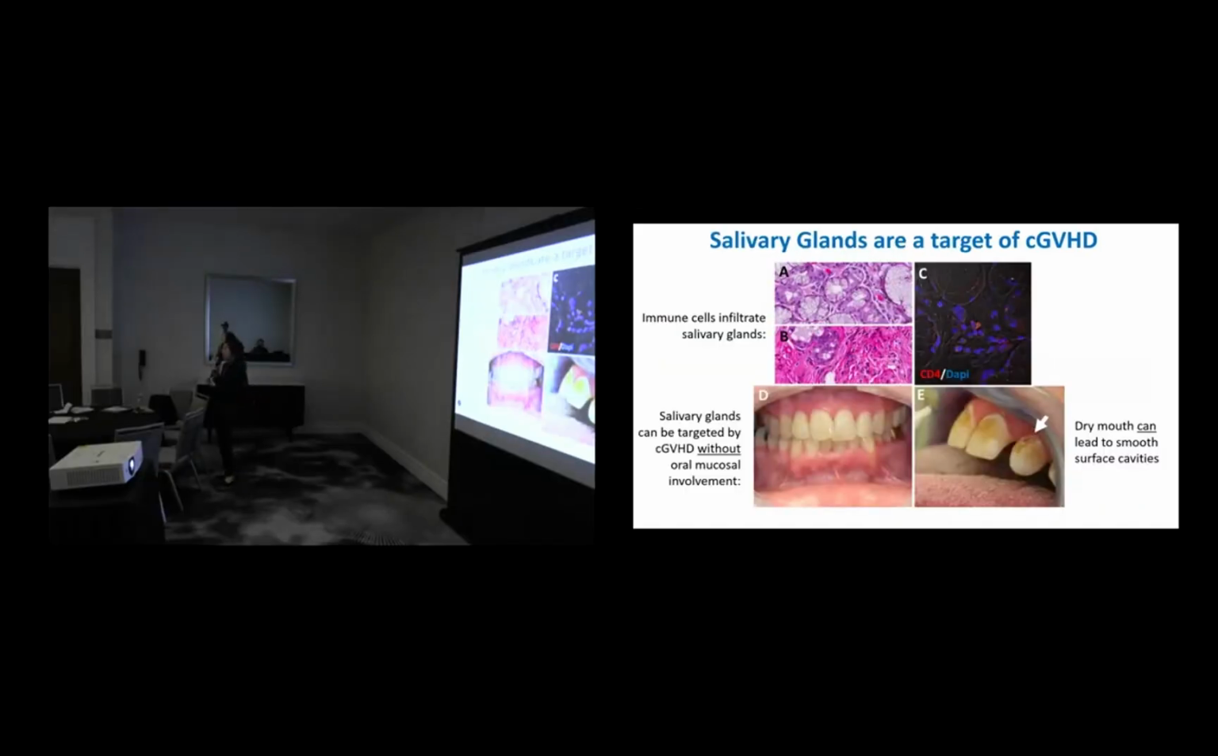Now, salivary glands can be a target of chronic graft versus host disease, and this is when the immune cells start infiltrating the salivary glands, particularly the acinar cells that produce saliva. It's important to know that you might not have any mucosal lesions, but still have salivary gland involvement.